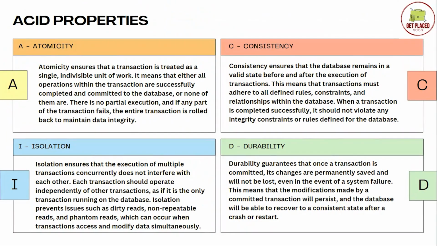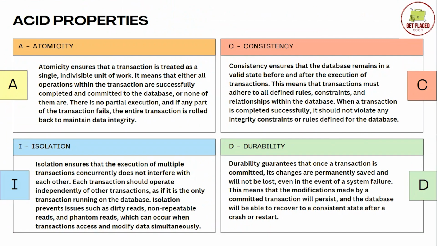So all these properties collectively ensure the database will withstand any future failures or concurrency scenarios. So these are the four fundamental properties known as ACID properties that are maintained by databases.